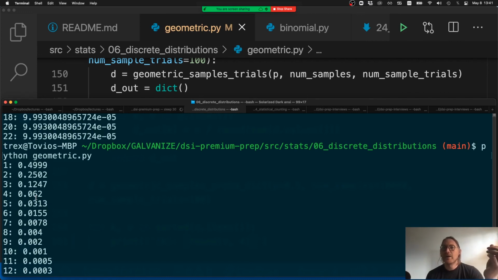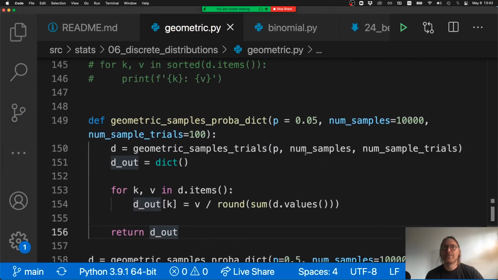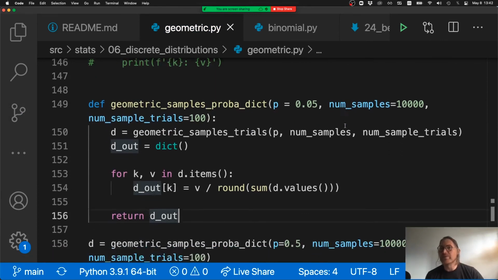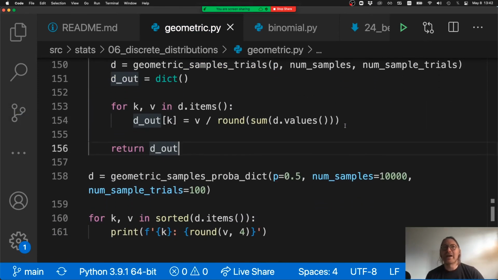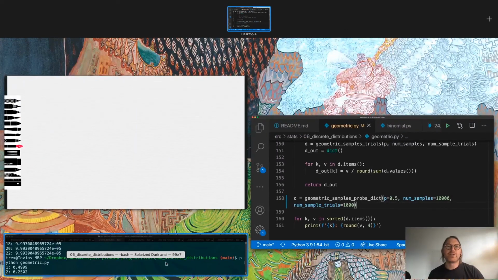I think that's an important takeaway with any sampling approach. And of course, the thing to remember here is it's going to do better if you take more samples. That kind of goes without saying. It's going to do better if we take more trials of samples. And maybe I'll demonstrate that as well.